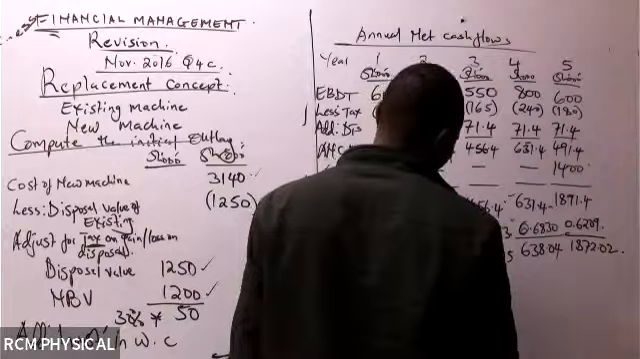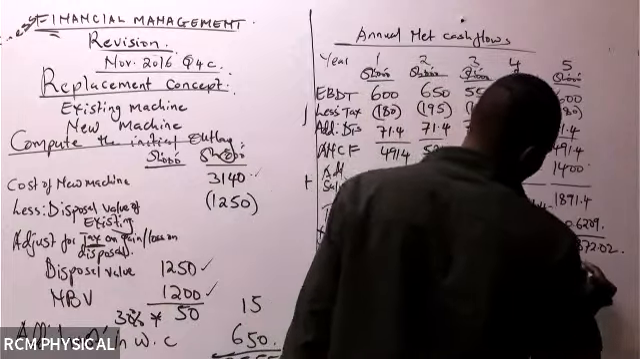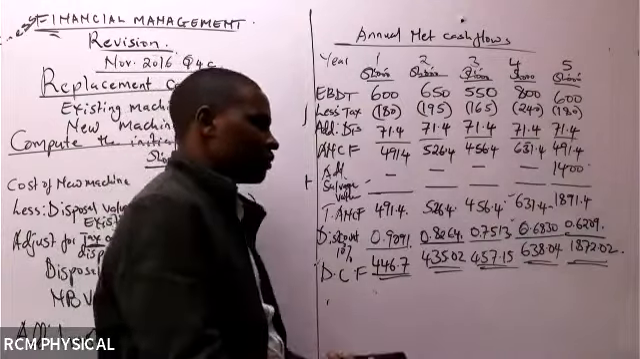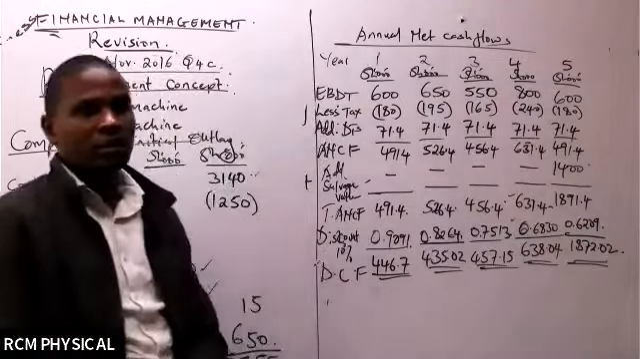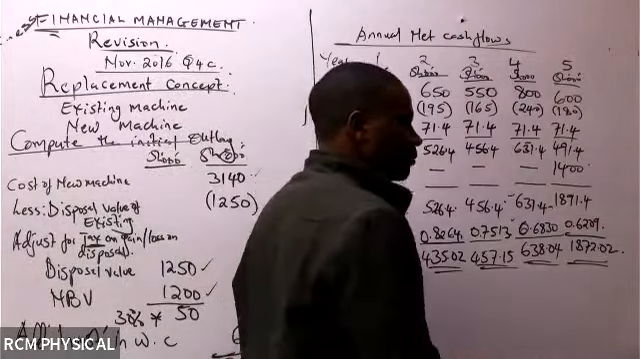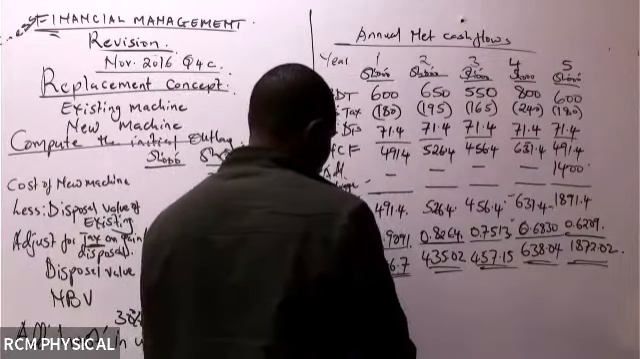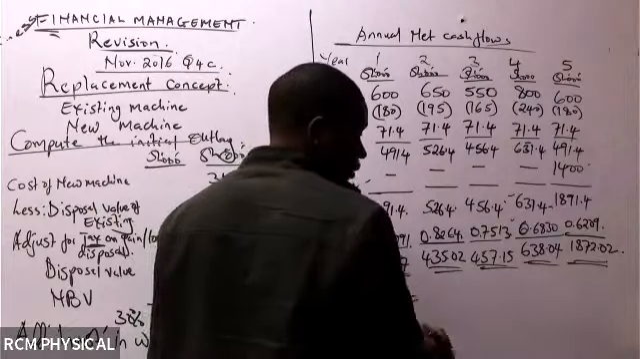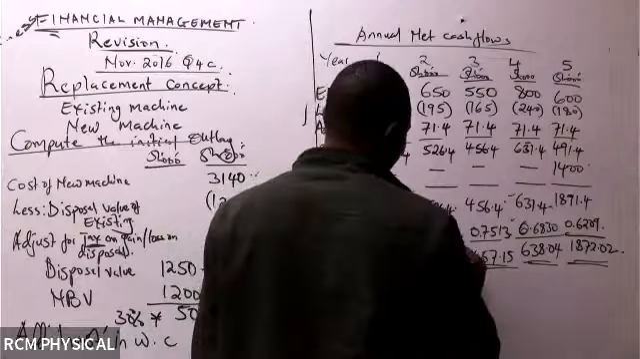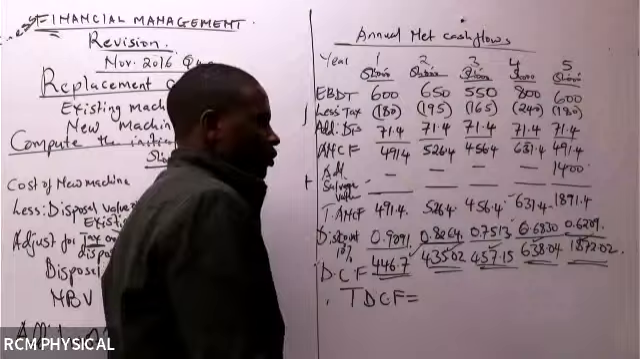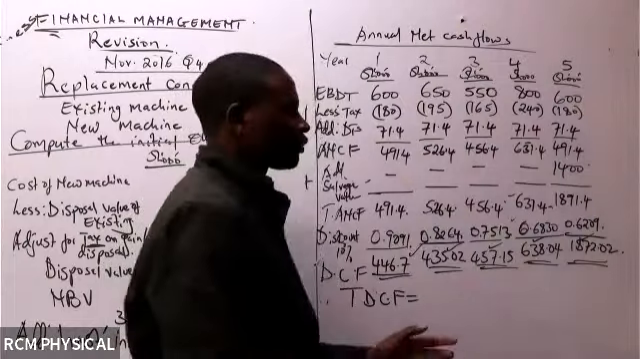Is it okay now? You confirm? Is it okay now, class? Any other mistake? If it is okay, give me the total discounted cash flow, or present value. So you add all this. What do we get? What is the total discounted cash flow?